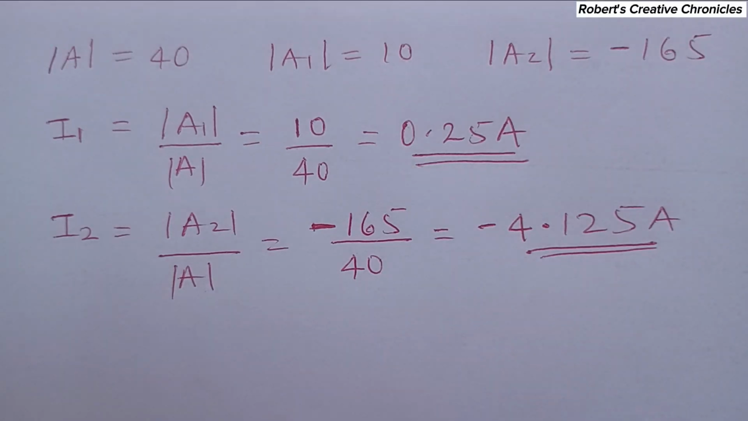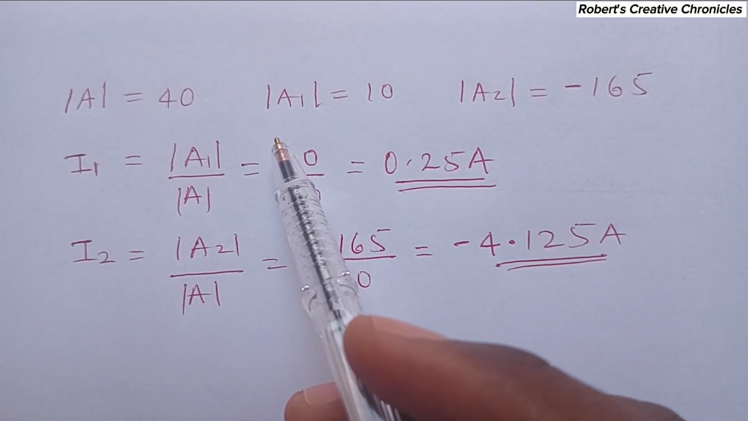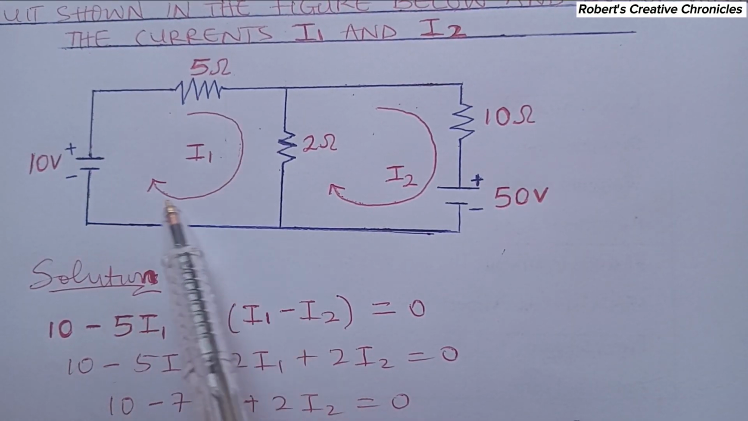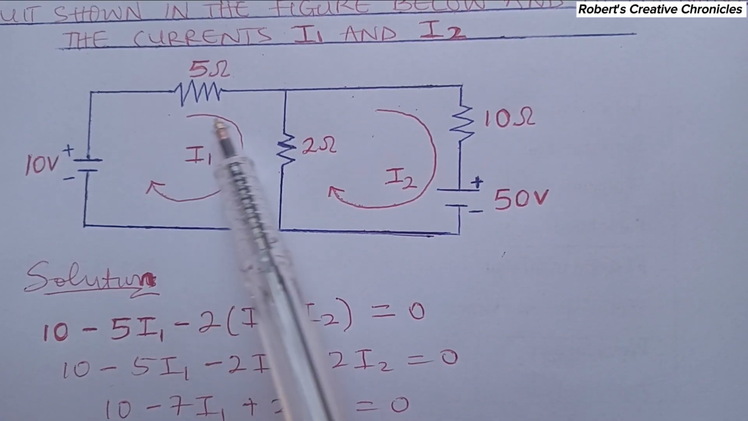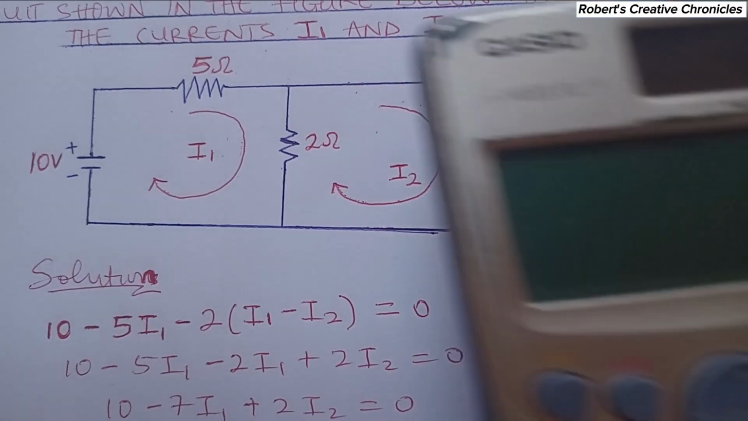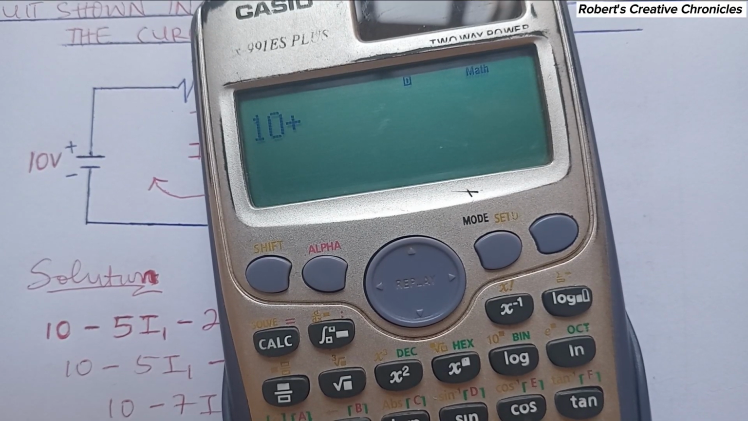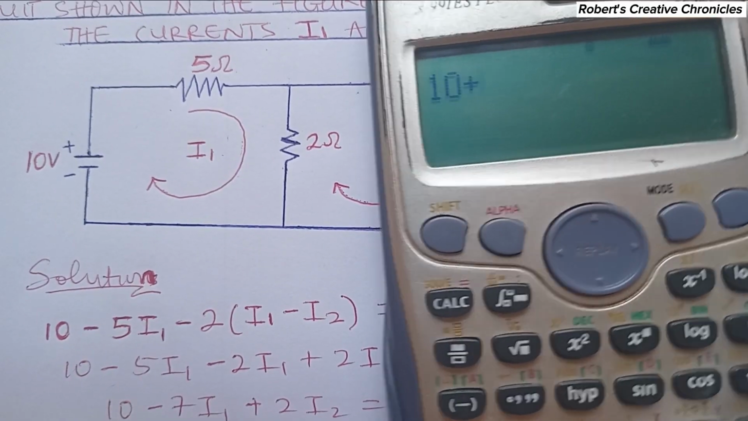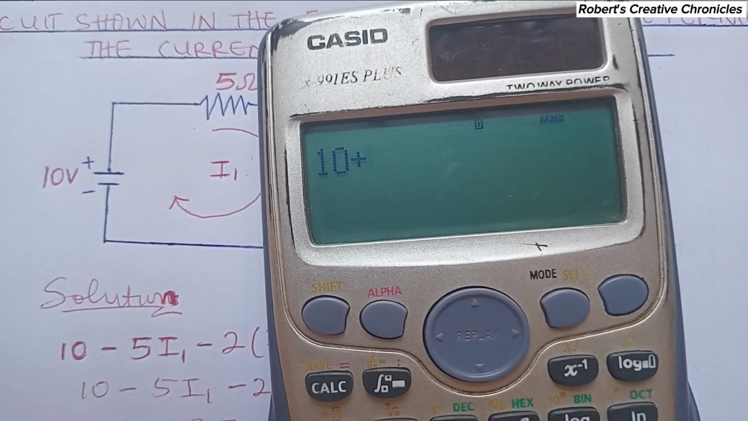So this is correct. Now I'll quickly show you a short way to test whether your answer is correct. According to KVL, the algebraic sum of all the voltages in this mesh should be equal to 0. So you can easily test. Bring your calculator and say 10. Let's move like this. It will be 10 plus what? The current I1 is 0.25.